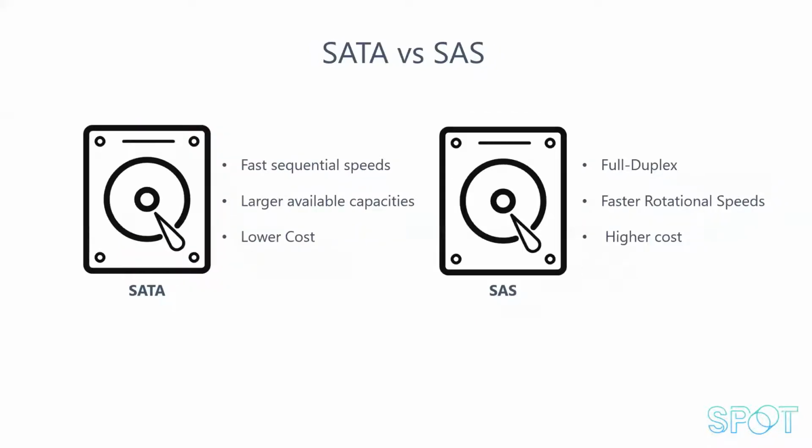Next, we're going to be diving into SATA versus SAS. So the main differences between SATA versus SAS are that SATA drives tend to have faster sequential read-write speeds. They're also typically available in larger capacities compared to SAS drives. They are also typically available at a lower cost than SAS drives. And the main benefits of SAS drives are that SAS drives feature a fully duplex system, meaning that you can send and receive data at the full speeds of the applicable hard drive at the same time. SAS drives also typically feature faster rotational speeds, but because of both of these previously mentioned benefits, they do typically come at a higher cost.